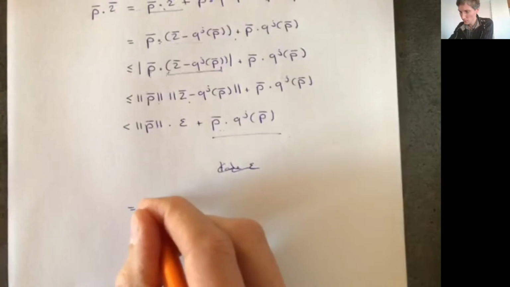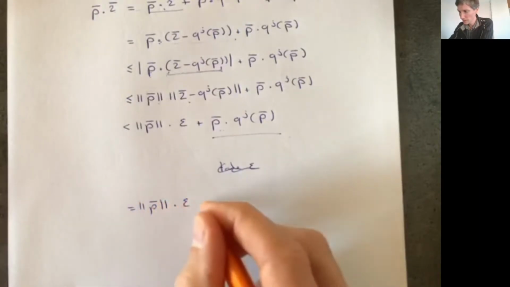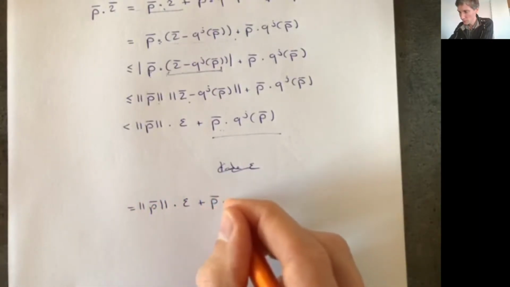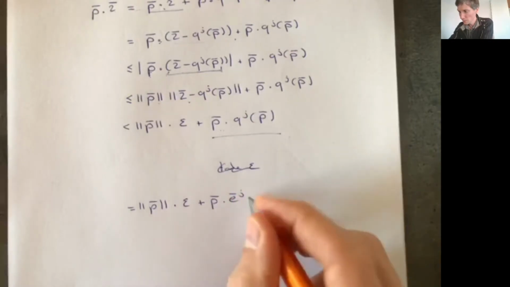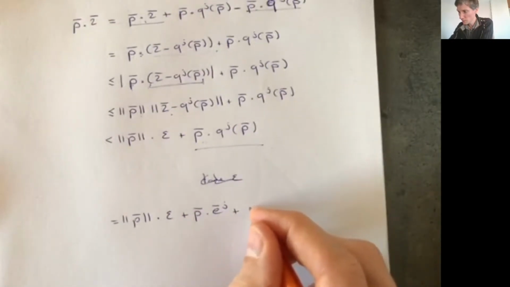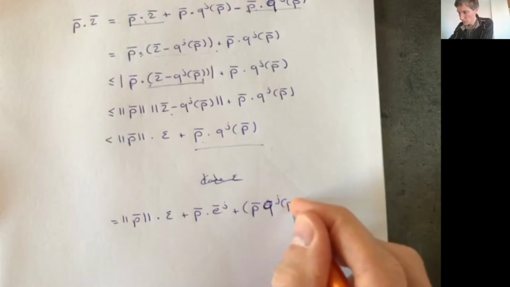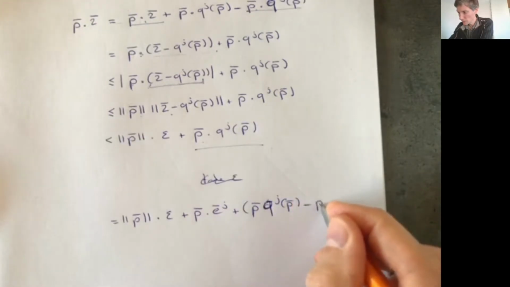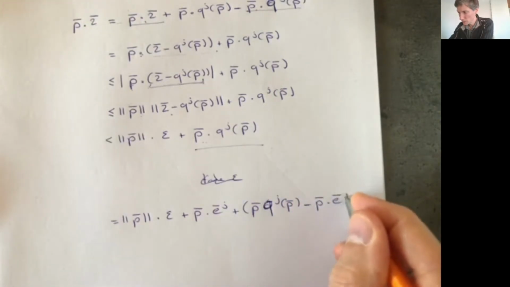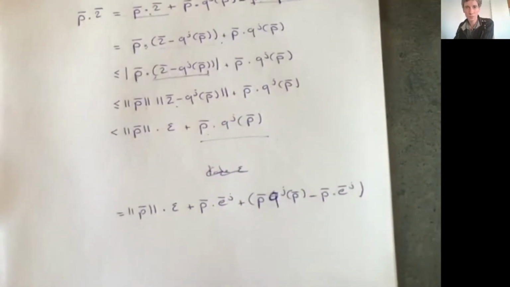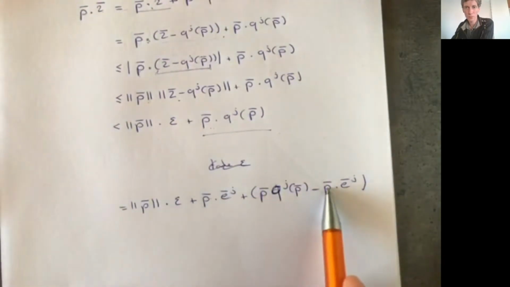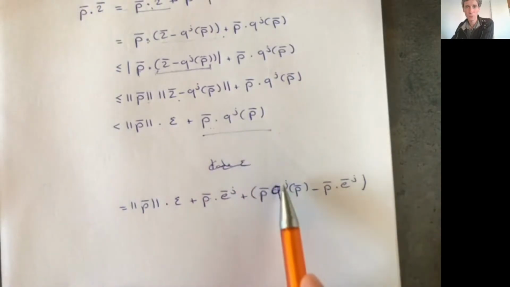Let's use a similar trick as before. This is P times EJ plus P times QJ of P minus P times EJ. Here I added and subtracted the same thing, right? So this is 0, and this is simply repeating this thing here.